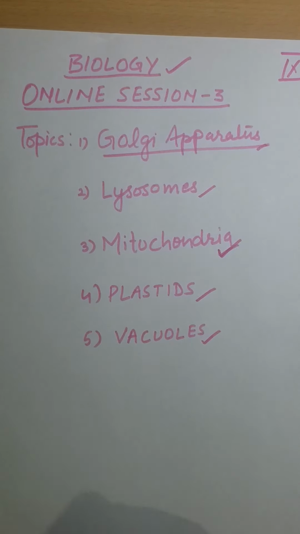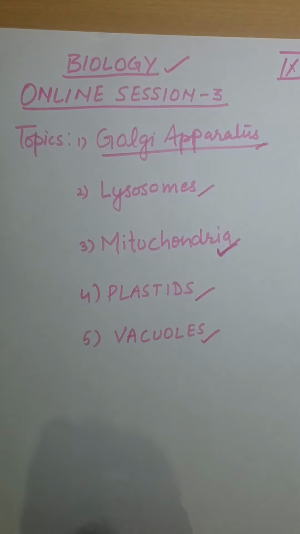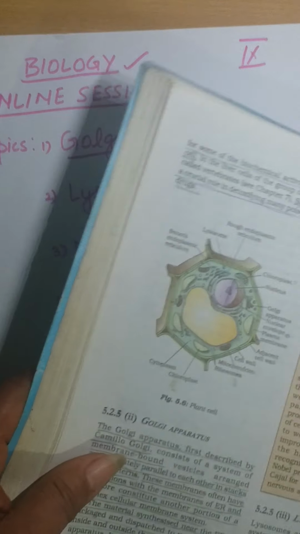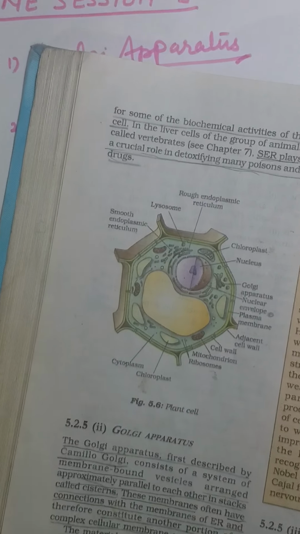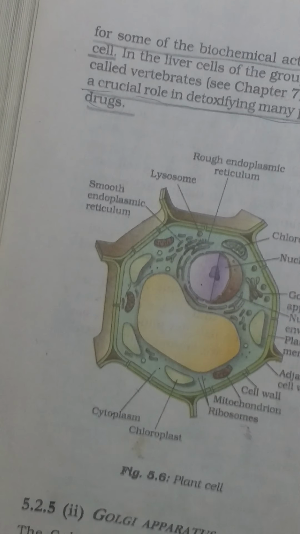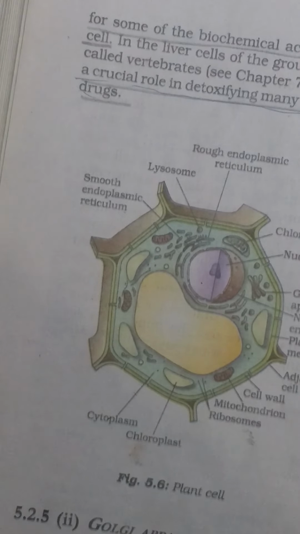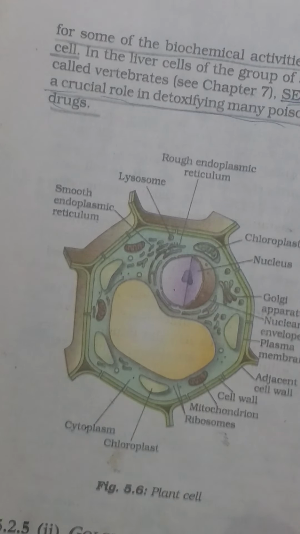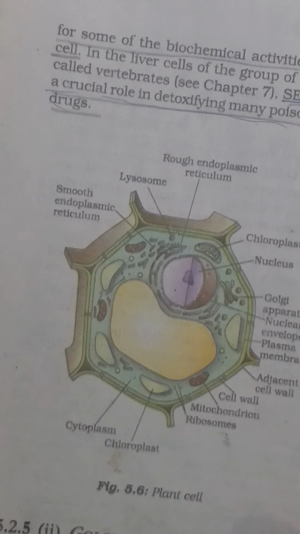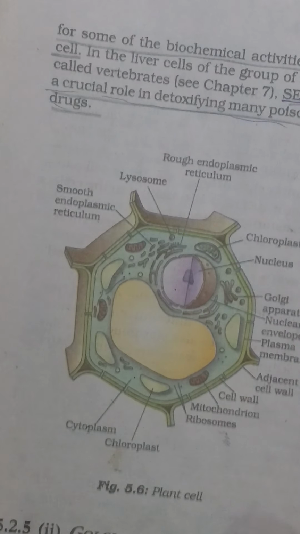Vacuoles are small in size. You can see in the book, vacuoles are small in size, and they store various materials either in solid or in liquid form. In plant cells, vacuoles are full of cell sap which provides turgidity and rigidity to the cell.